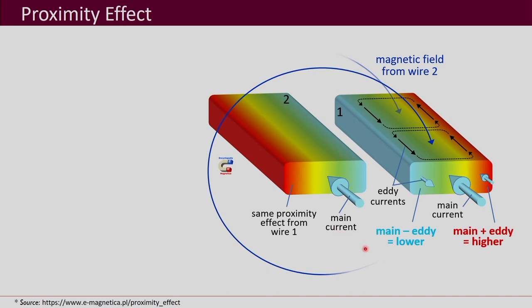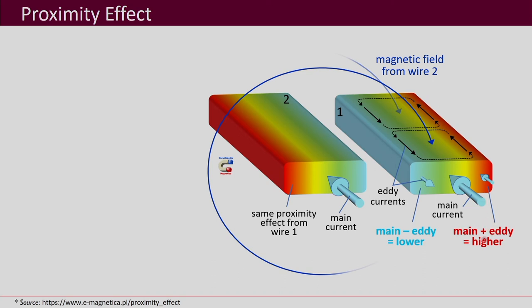There will be a magnetic field from your wire 2. This is the current flowing in wire 2, and this is the magnetic field established because of it. That magnetic field will also induce an eddy current in the conductor of wire 1. This is the direction of the eddy current, and this is the main current flowing in wire 1. What you see here is that in this part, the direction of the eddy current is opposite to the main current, whereas here it is in the same direction as the main current. So, on this side it is aiding the main current.